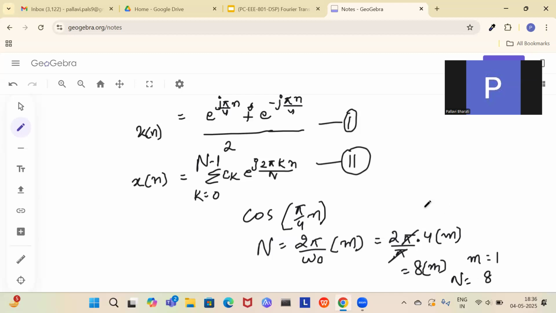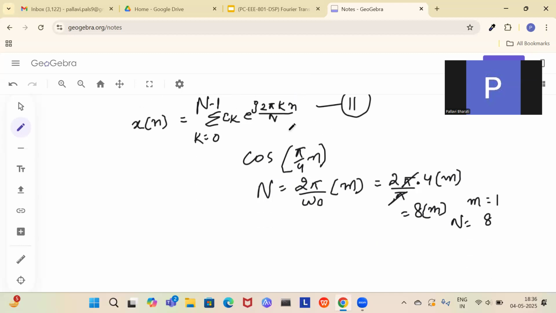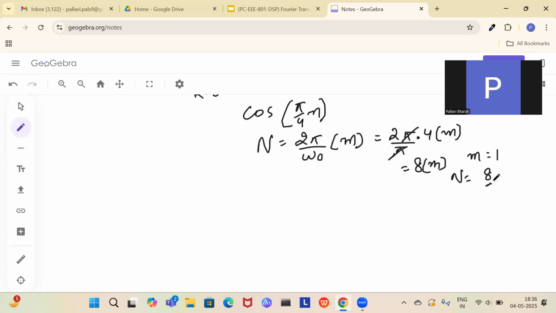Now here you see the signals that we have. If you write them individually, this one is e to the power j pi n by 4 divided by 2, and this is e to the power minus j pi n by 4 divided by 2. So we will take the interval using some negative part and some positive part of k, but the whole range we will keep to 8. Also we have to analyze these things.